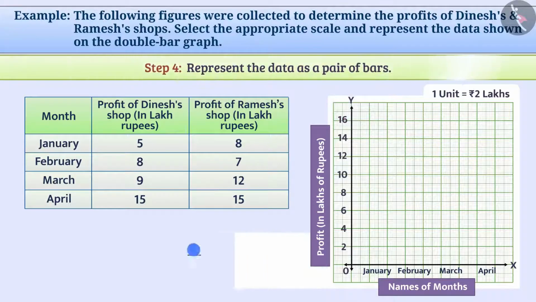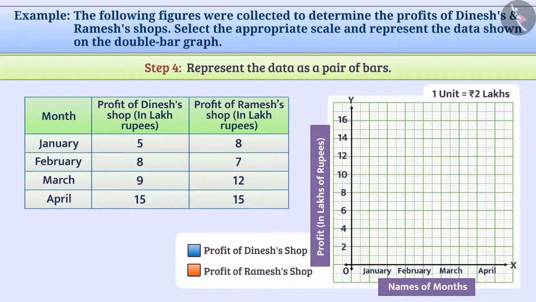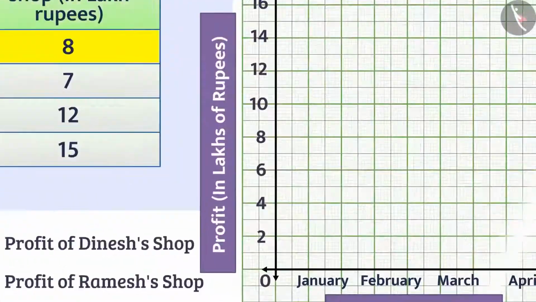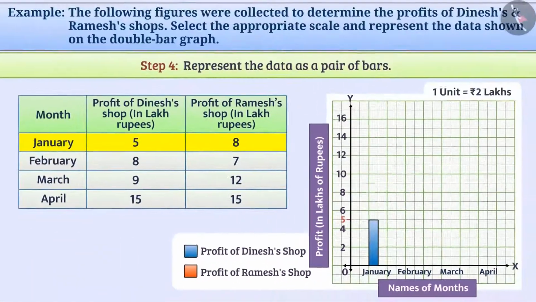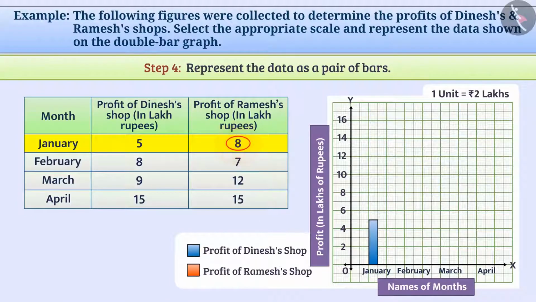We will take this type of bars to show the profit of Dinesh shop and this type of bars for showing the profits of Ramesh shop. Now, we will represent the data as a pair of bars. The profit of Dinesh's shop in the month of January is 5 lakh. Therefore, we will draw a bar up to number 5 on the y-axis. In the same month, the profit of Ramesh's shop is 8 lakh rupees, which we will show by drawing a bar up to number 8 of y-axis.